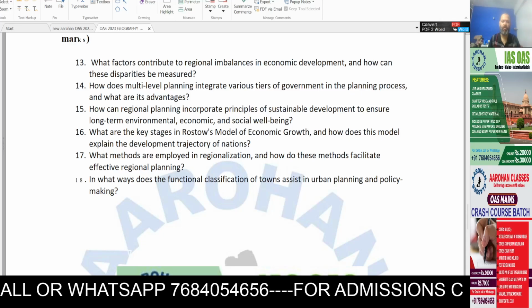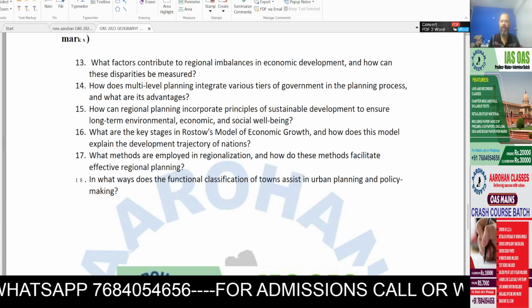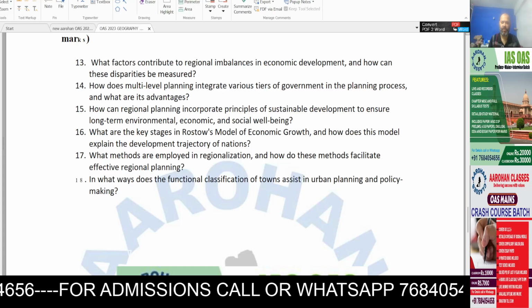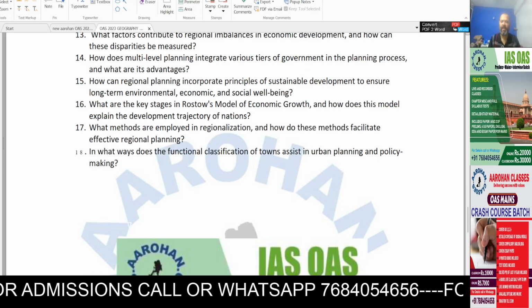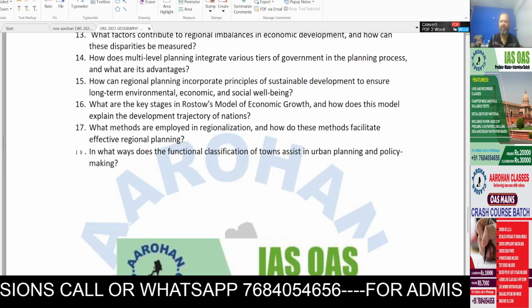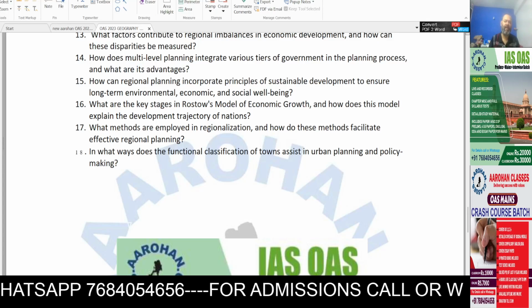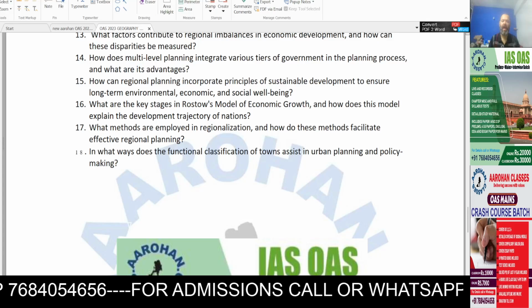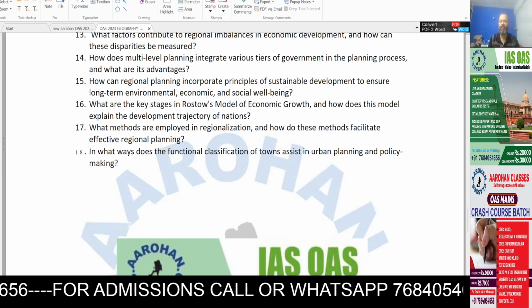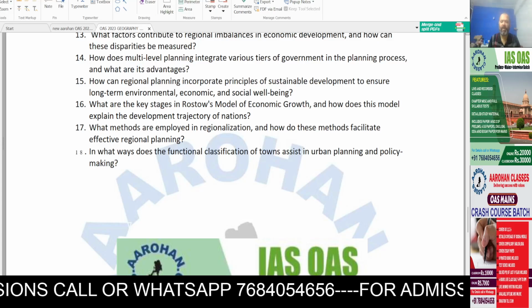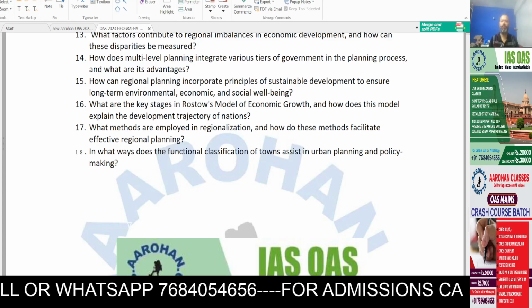Question 13. What factors contribute to regional imbalances in economic development, and how can these disparities be measured? Question 14. How does multi-level planning integrate various tiers of government in the planning processes, and what are its advantages? Question 15. How can regional planning incorporate principles of sustainable development to ensure long-term environmental, economic, and social well-being?